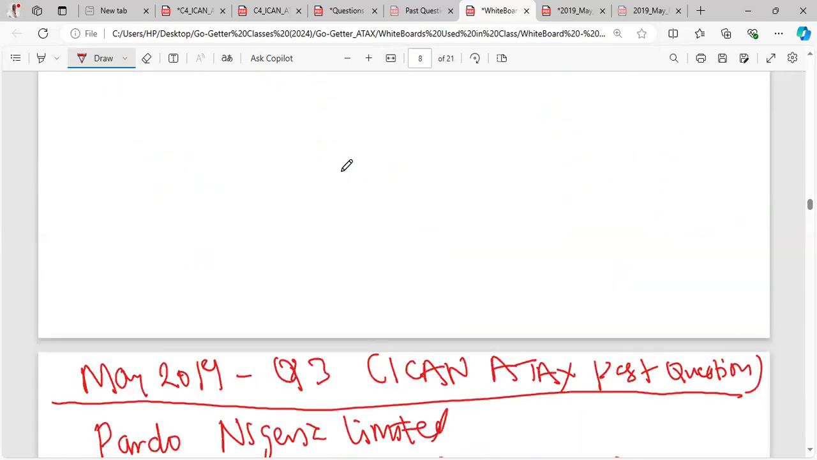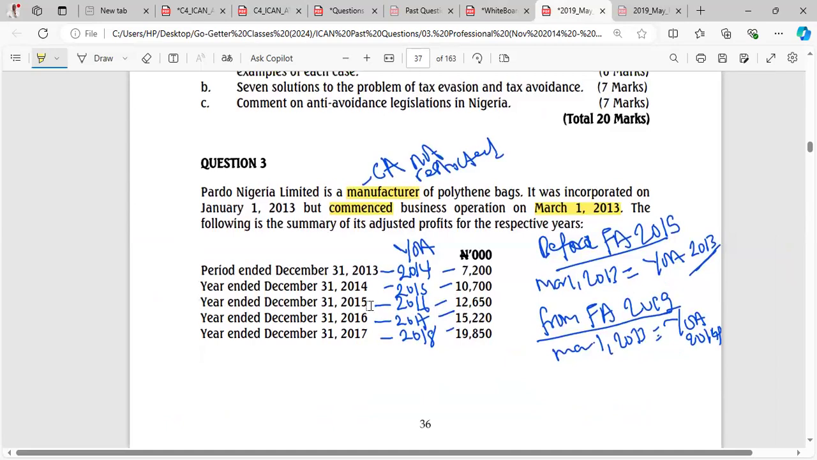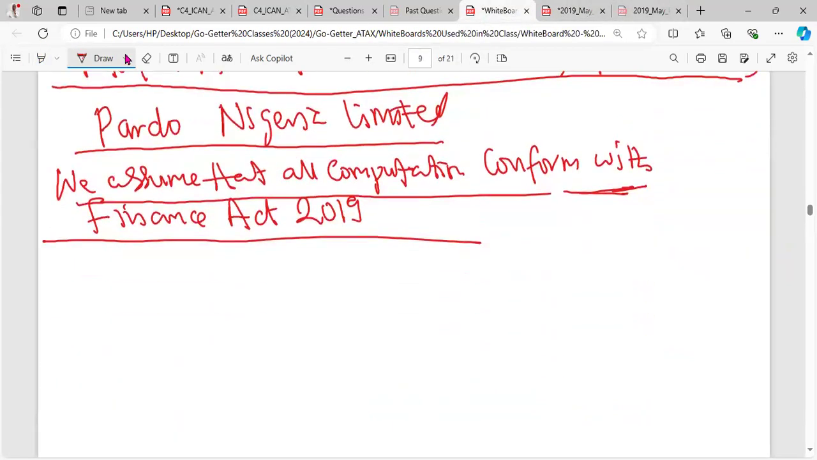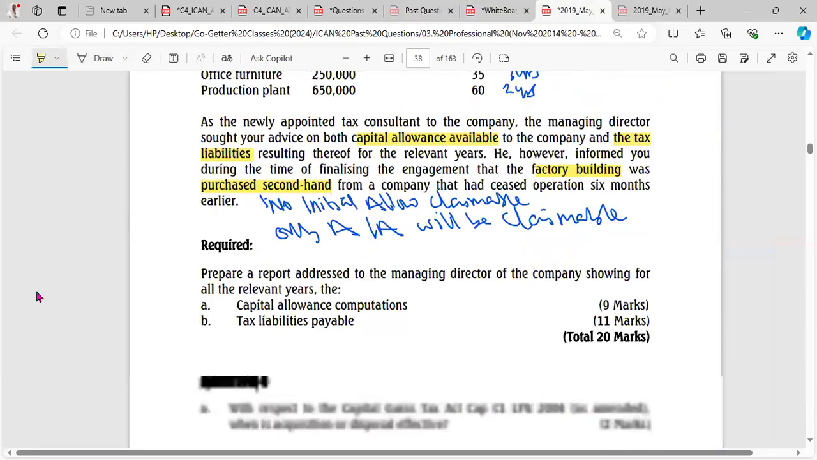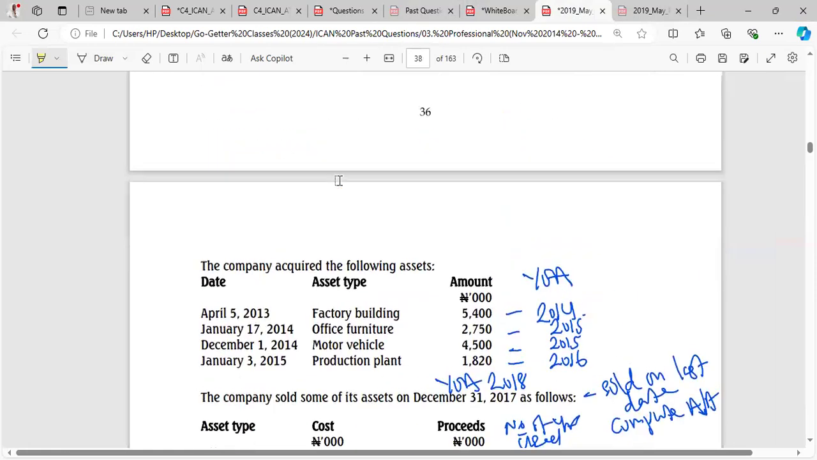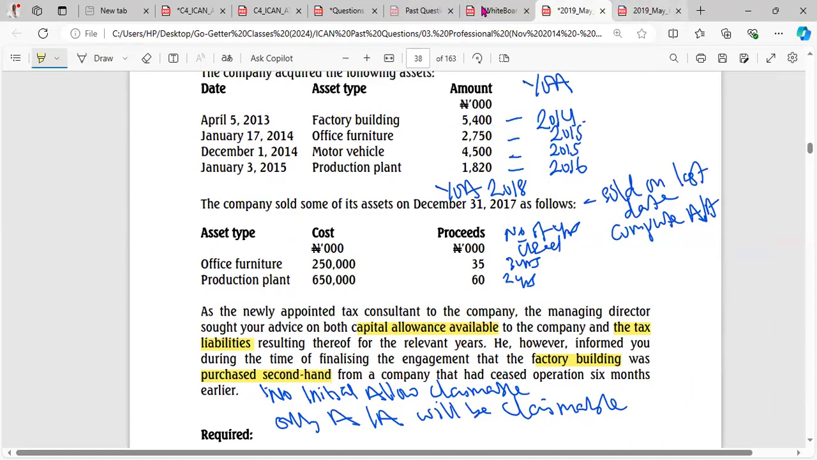So we are looking at it as though we are assuming that all of these years instead of 2020 are 2024, 2025, 2026, 2027, that's the kind of thing we are looking at. That's the only way it is going to work. So after doing that, we are asked to calculate our tax liability and capital allowances. First question is saying capital allowances, 9 marks, tax liability payable, and we have what do they call that? There's no loss. Okay, so what we'll do now is we'll set our template.